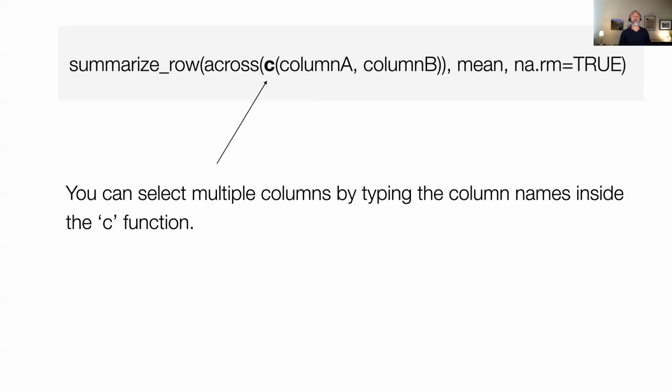And if you want to select column A, column B, column F or something like that, then you can use this c function. Inside, you just select the columns. You will get suggestions, so you don't have to type all the stuff. You can select from the suggestion. The c stands for concatenate or something like that.